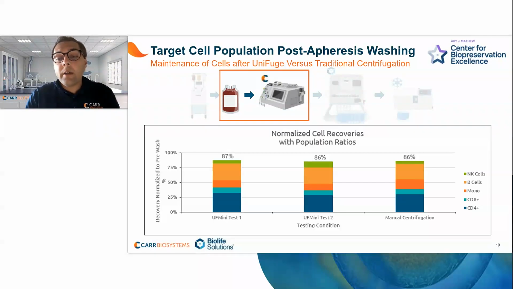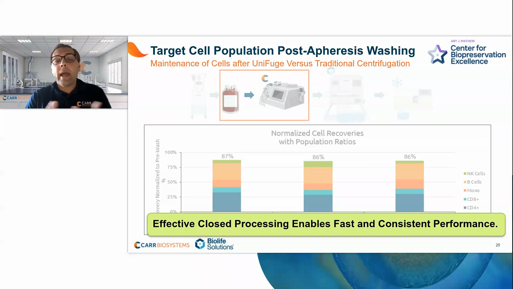So showcasing to us that, with the UF Mini in general, we were able to match, if not outperform, manual centrifugation in both runs, really highlighting closed system processing, fast processing, and consistent performance from the beginning of that Leukopak harvest or washing all the way to that end stage of pre-cryopreservation.